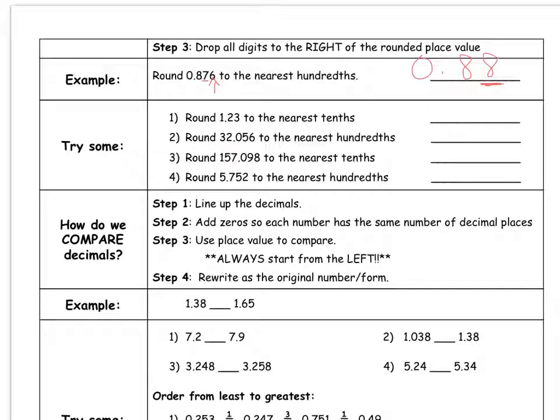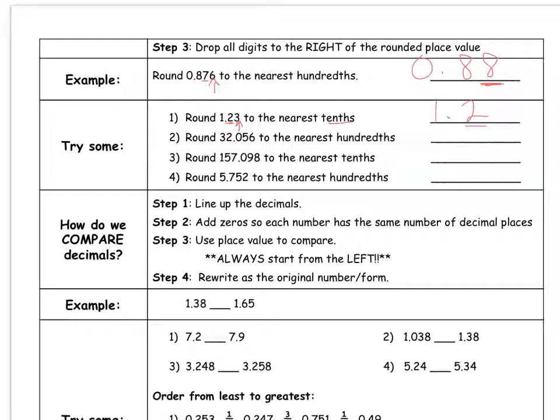So let's try some. Number 1, round 1 and 23 hundredths to the nearest tenths. So underline the tenths place value, which is the 2. And then I'm looking at the 3. The 3 is going to tell me whether the 2 is going to stay the same or round up to a 3. Well, 3 is 4 or less, so that means this 2 in the tenths place is going to stay the same. So I would round it to 1 and 2 tenths. Again, I round to the tenths, so that means I'm ending in the tenths place. All the other numbers after the tenths place are dropped.